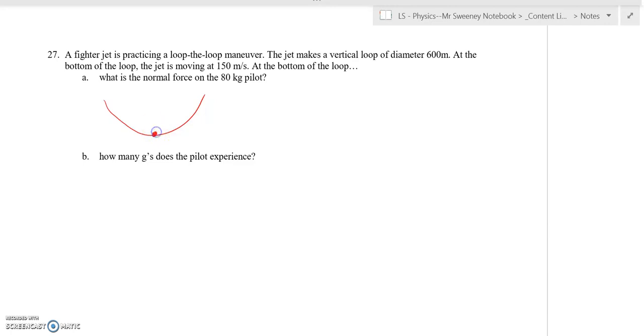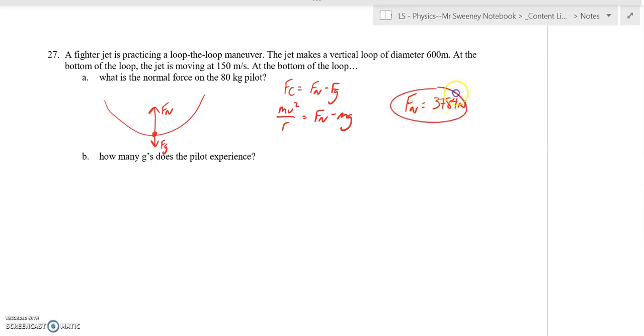So at the bottom of the loop, you've got a force of gravity pulling down, and you've got a normal force pushing up. This is the place in the loop where there's the most normal force, because you've got your force of gravity fighting against it, and you need the same net force all the way around the circle. So your centripetal force is equal to the normal force minus the force of gravity. So m v squared over r equals Fn minus mg. Plug in the mass, the velocity, and the radius. You get a normal force of 3,784 newtons.